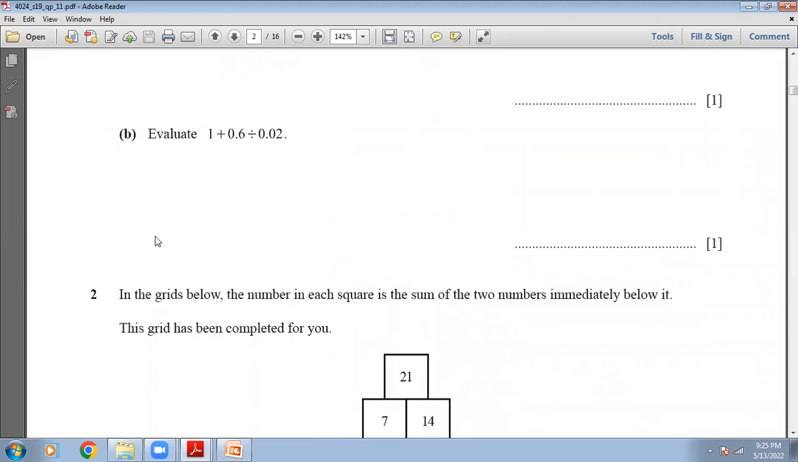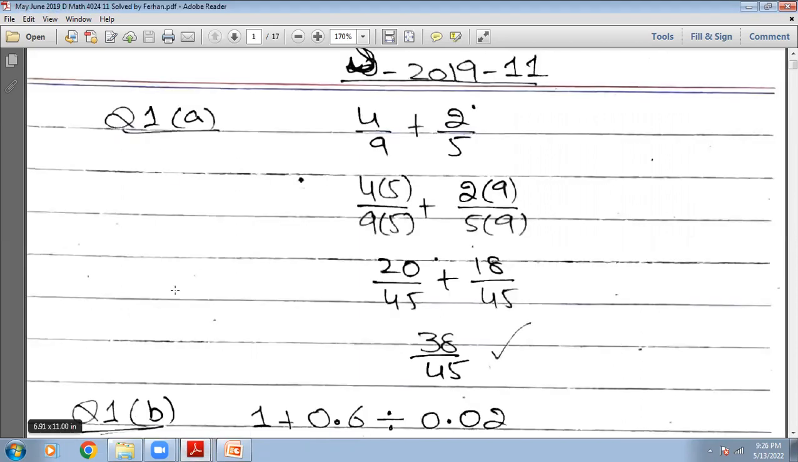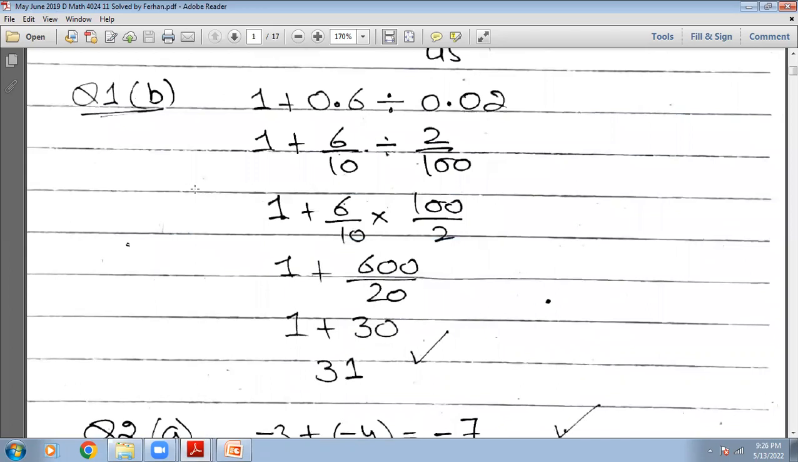Evaluate 1 plus 0.6 divided by 0.02. Here are two operations, addition and division. So first of all, we have to do the division. I will remove the decimals. I will write 1 plus 6 by 10 divided by 2 by 100, and then I will convert that divide sign into a multiply sign, and it will become 1 plus 6 by 10 multiplied by 100 by 2. So it will become 600 by 20. So it will become 30. So 1 plus 30, that will be 31.